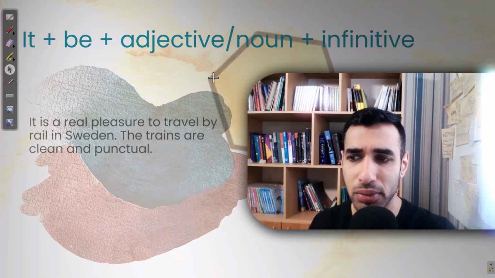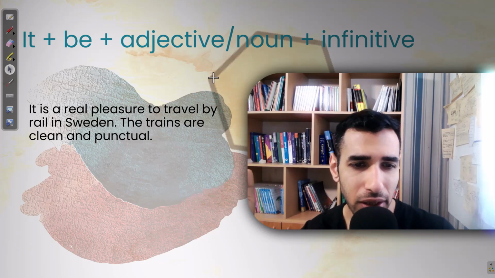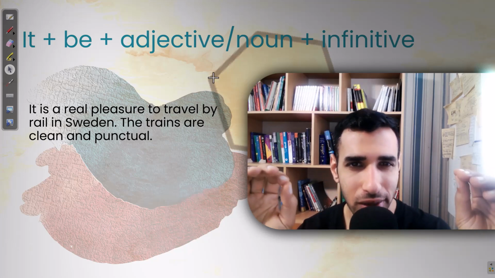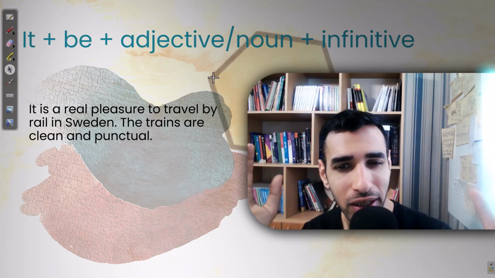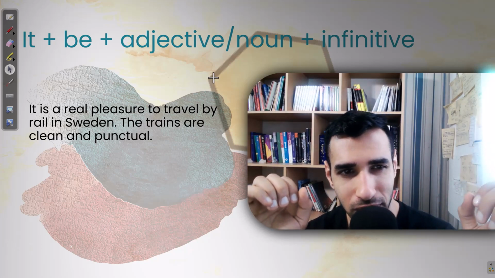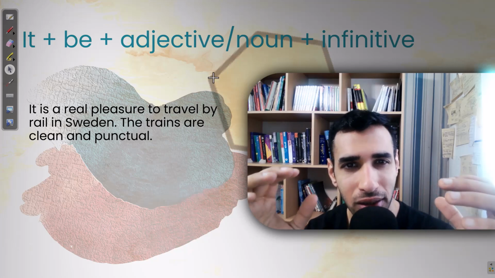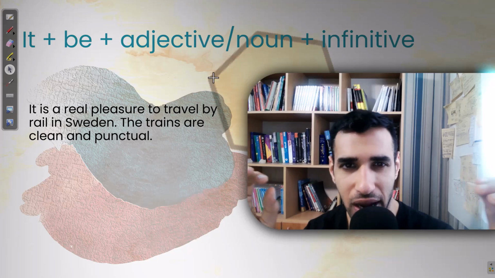Another example. It is a real pleasure to travel by rail in Sweden. The trains are clean and punctual. Punctual means on time. It's a real pleasure to travel by rail in Sweden. Pleasure is our adjective, and to travel by rail in Sweden is our infinitive phrase.